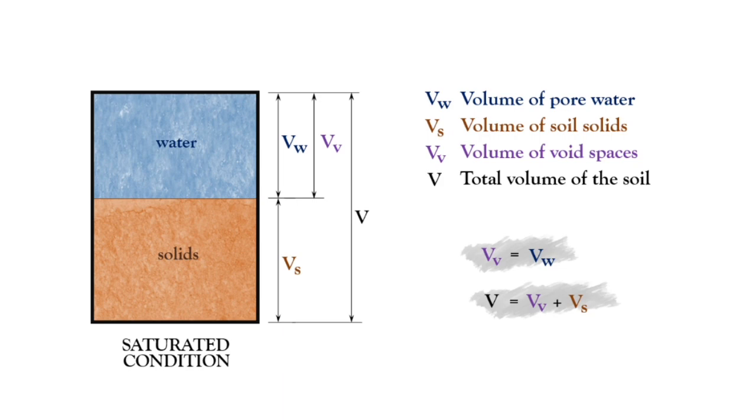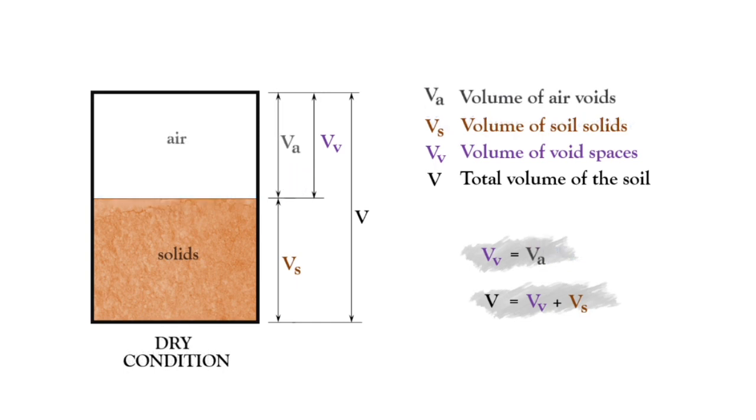Still, volume of the voids plus volume of the soil solids. Nagbabago lang naman yung volume of the voids natin depende sa condition. So kung sakali man na yung soil natin is under dry condition, so yung volume of the voids natin ay magiging volume of the air lang. And same pa rin tayo ng formula para sa total volume of the soil.